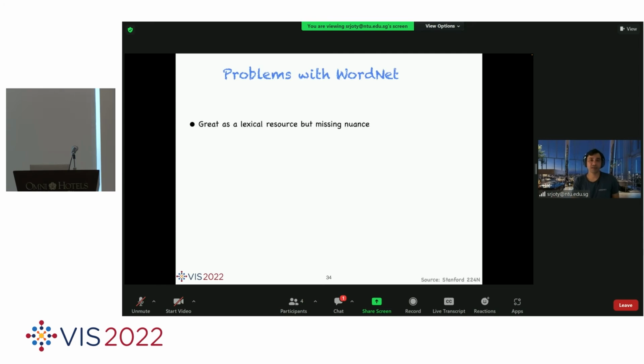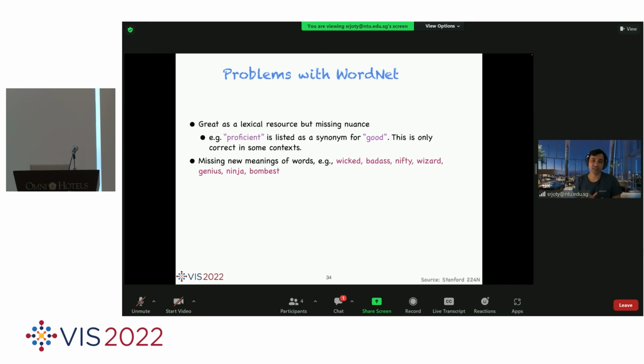But one problem with that is that WordNet is great as a lexical resource, but it misses the nuances. For example, proficient is listed as a synonym for good. So this is only correct in some contexts. And also it misses the new meanings of words like wicked, badass, and nifty. So you have to update it with new meanings, and it's a very tiresome job to update it frequently and impossible to keep up to date. And it's also very subjective. It depends on who is annotating it and who is writing it. And it requires a lot of human labor to create and adapt.